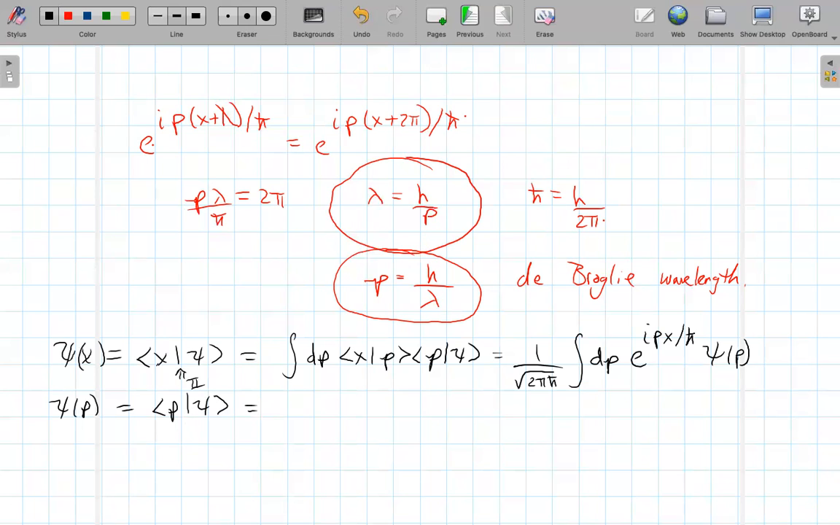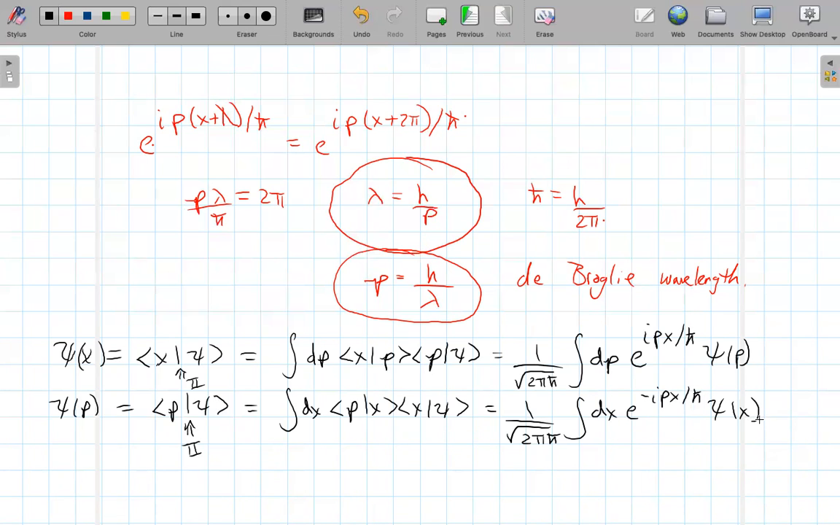This one, I'm now going to put in an identity for the position basis. So this is now equal to the integral of dx p x x psi. This is equal to 1 over the square root of 2 pi h bar, integral over the position. But this here is the complex conjugate of that. So this is going to be equal to e to the minus i px divided by h bar psi of x. So this is the relationship between the two.